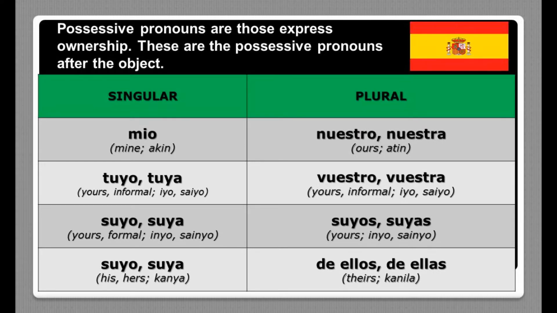These, on the other hand, are the possessive pronouns after the object. Example, the object is libro, book. The book is mine. El libro es mío, mine, akin. El libro es tuyo, tuya, yours, informal, sa iyo. Suyo, suya, yours, formal, sa inyo. Suyo, suya, his or hers, kanya.